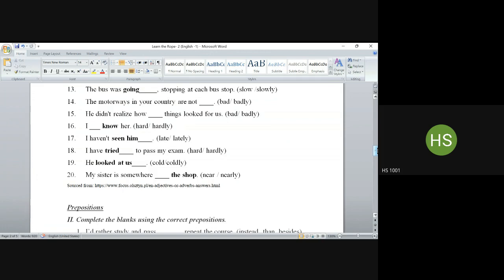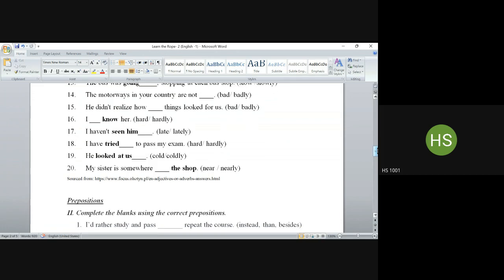All right. Now, how about near? It is a preposition, and also an adjective. What is it used as in the sentence? My sister is somewhere near the shop. Adjective or preposition? You decide. Even I think preposition, because it is somewhere near the shop, right?